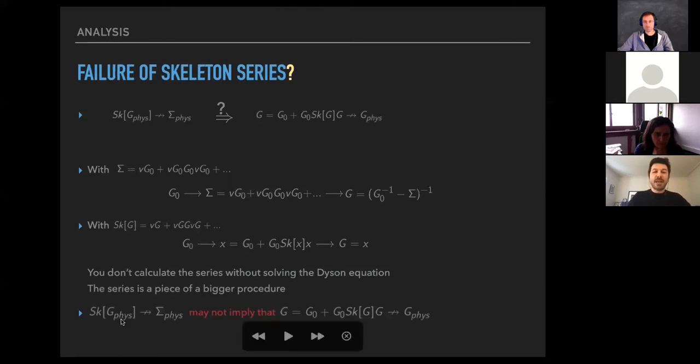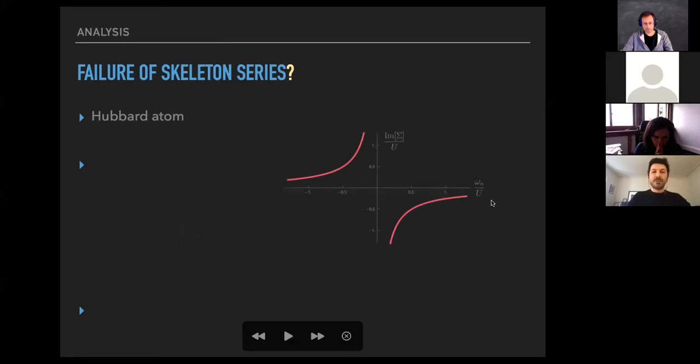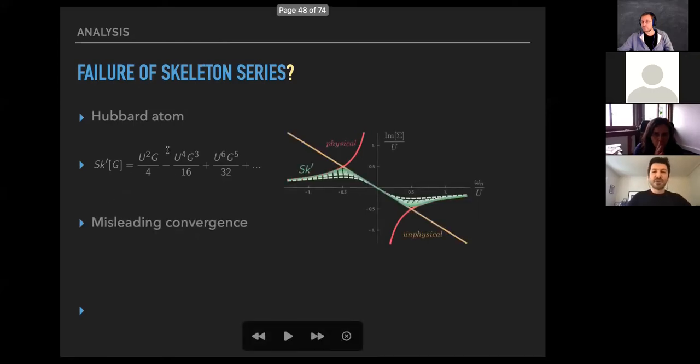And my claim is that even if you calculate the series at the exact G and you see that it doesn't converge to the correct self-energy, it is not necessarily true that you cannot use that skeleton series in that regime. This is a claim, but I'm going to show you an explicit counterexample. So let's go back to the Hubbard atom that they studied. Let's look at this series here. This is not the skeleton series, but has the same properties of misleading convergence of the skeleton series. So you can see here, this series that I called skeleton prime converges to the physical solution only on a limited range of the parameters of the theory. Otherwise, it converges to an unphysical solution. So it suffers the same pathology that the skeleton series has.